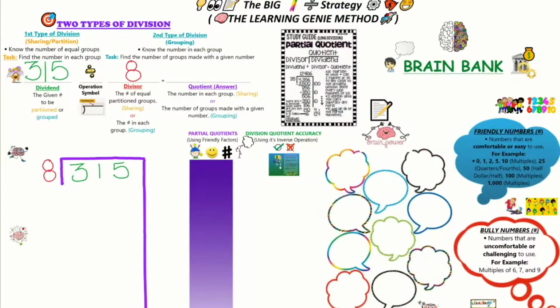Before we start, let's explain the rest of the work mat. This particular area is where you will record all of your information that is needed to power the Big 7 division strategy. This area is where we will record the partial quotients necessary for the Big 7 division strategy. This area is where we will check our answer using the inverse operation of multiplication. Shall we begin?